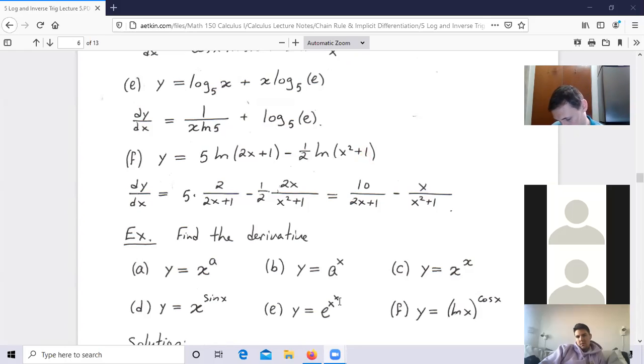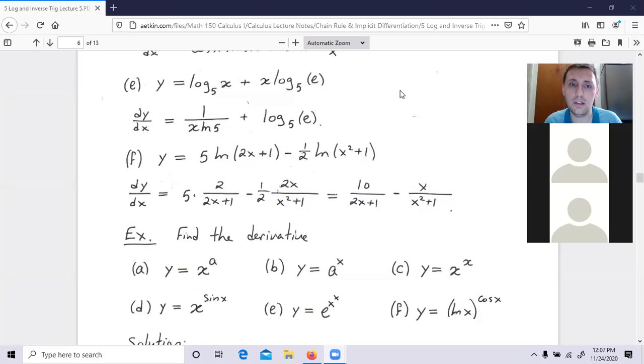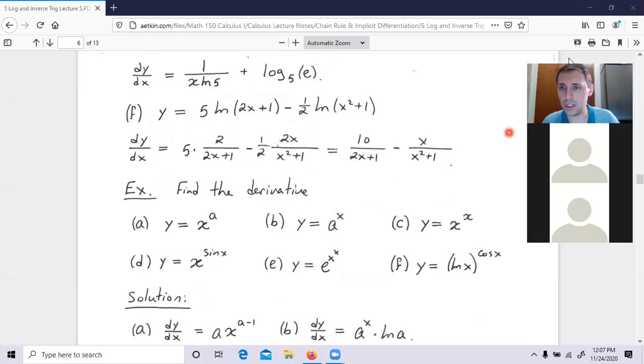Let's see. Okay. All right. Let's proceed. So A and B, I imagine you know how to solve. How do you find the derivative of C?